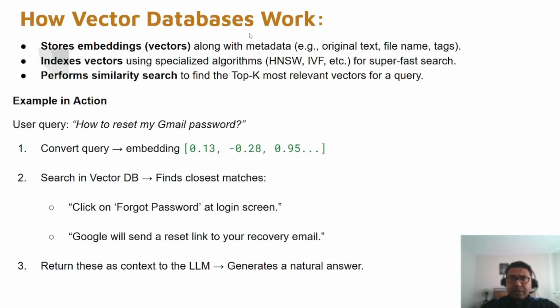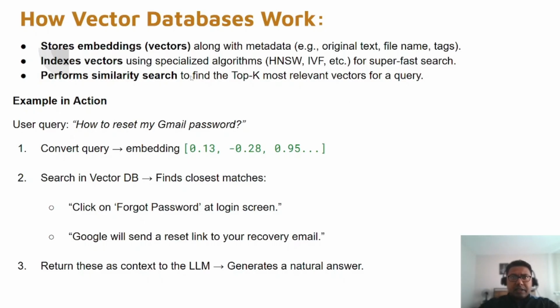How do vector databases work? They store embeddings, which are vectors, along with metadata, that is original text, file name, tags, etc. They index vectors using specialized algorithms like HNSW, IVF, etc. for super fast search, and perform similarity search to find the top k most relevant vectors for a query.